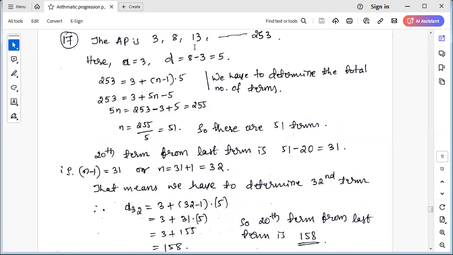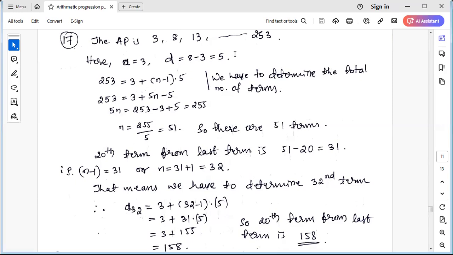The given AP is like this. The terms are 3, 8, 13, dash, dash, 253. It is seen clearly that the first term a is 3. This is the first term. And the common difference d is 8 minus 3, which is equal to 5.